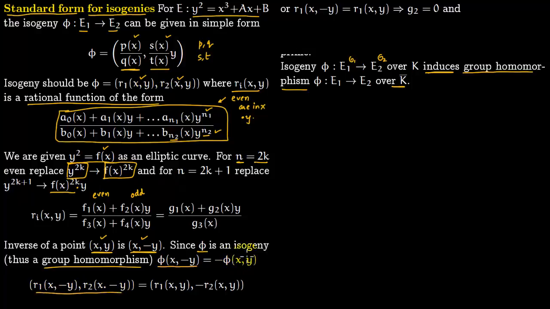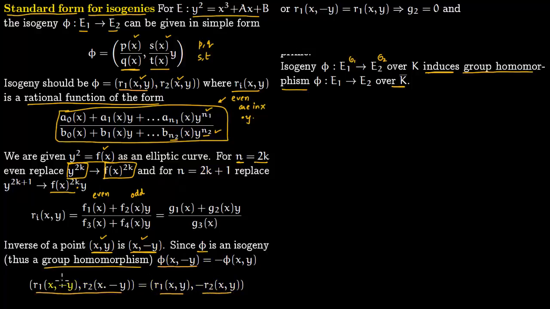Now minus phi of xy, you have to take the negative of this. The negative of this is just, the first coordinate remains the same. The second coordinate you put a negative, so the inverse of a point is just this. So the second coordinate you copy as such and you put a negative. So we have this equality here.